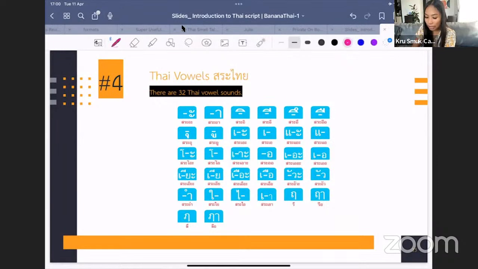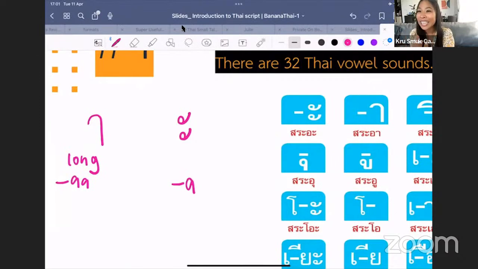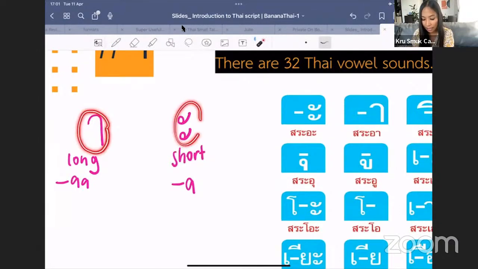For example, let me show you quickly. This is สระอา. This one has a long sound. Long sound, okay? And this one, ค่ะ, สระอะ. So these two sound the same, but the length of the sounds is different. Sara aa has a long sound and sara a has a short sound. Take a look here. Listen.